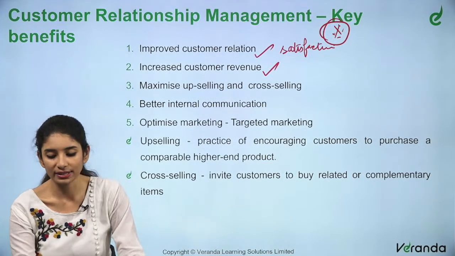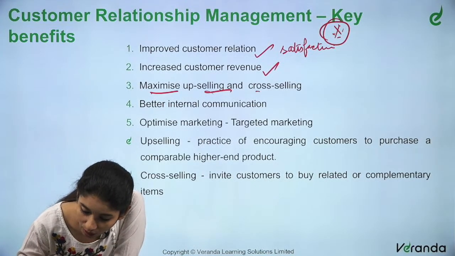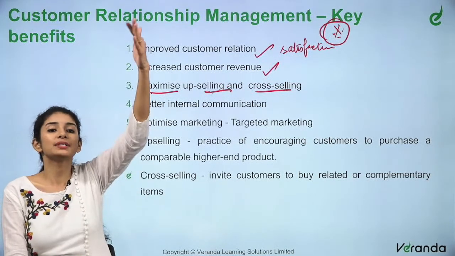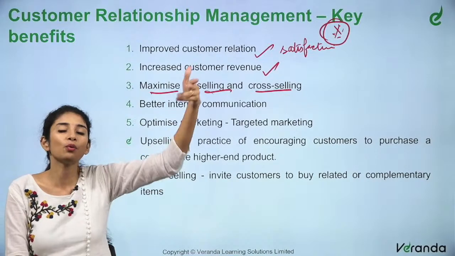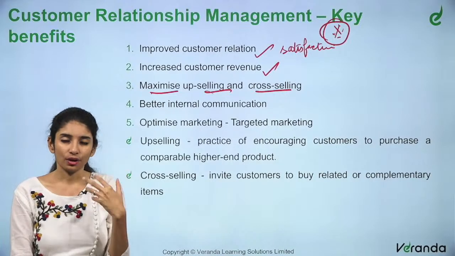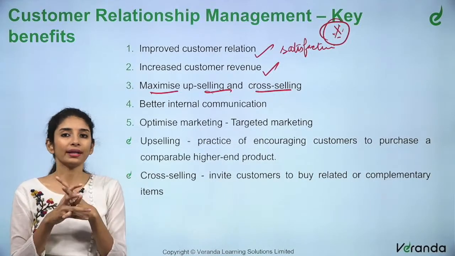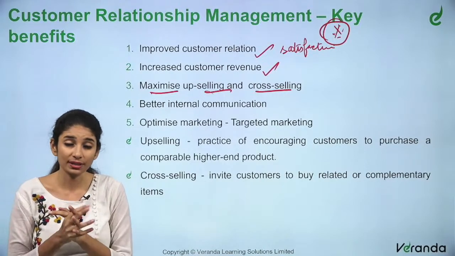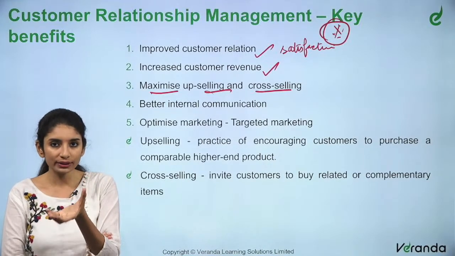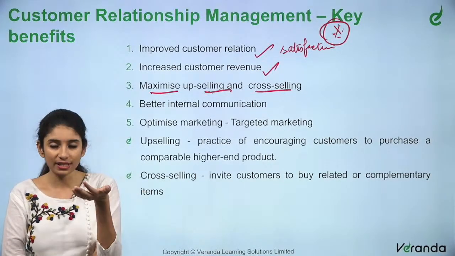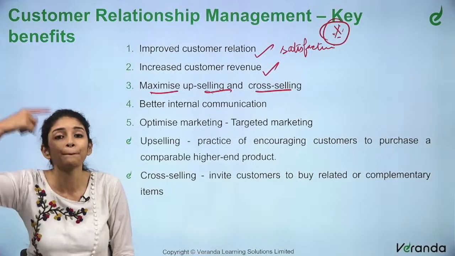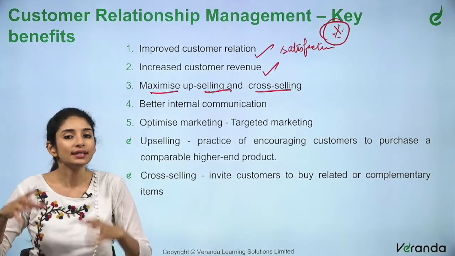Maximize upselling and cross-selling. What is the meaning of upselling and cross-selling, everyone? See, upselling means selling an upper version or a premium version of the same product. I go into a store to buy an iPhone 11. They say, ma'am, you should go and buy the iPhone 12 Pro, because you have discounts applicable and better features. Instead of 4, you have 5 or 6 cameras behind that phone. So, that is upselling, selling a premium version of the same product.